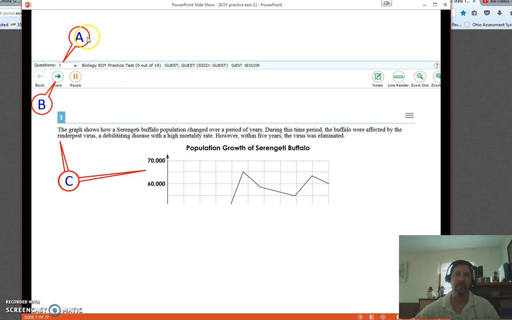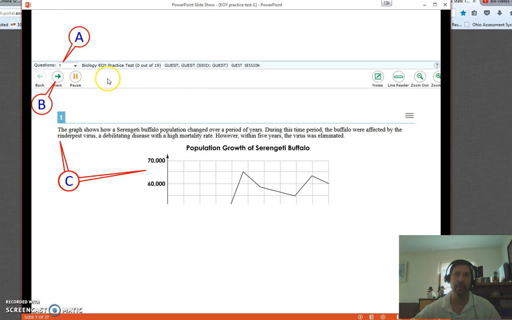Okay, a couple of areas. Up at the top, and this is a practice test. This is just to get you familiar with what you are going to be seeing at the end of course test, which will be on a computer, face-to-face. So we are getting you prepared.